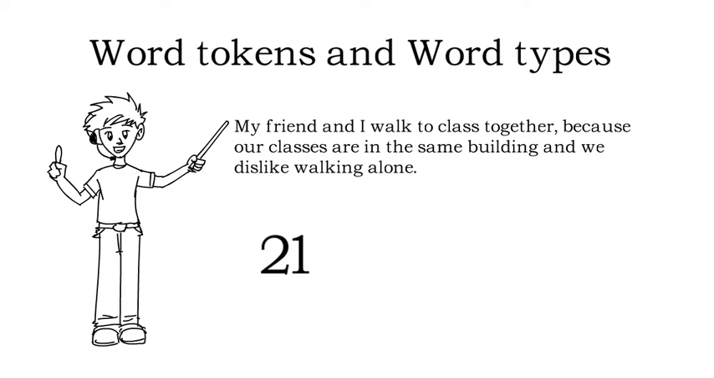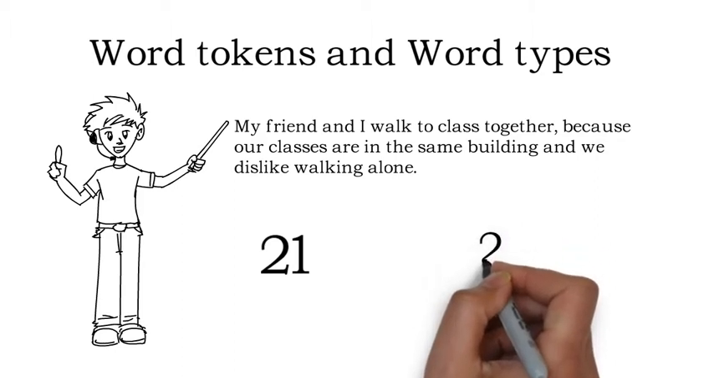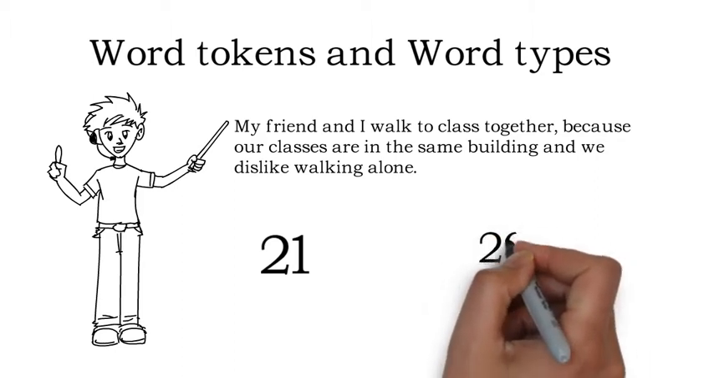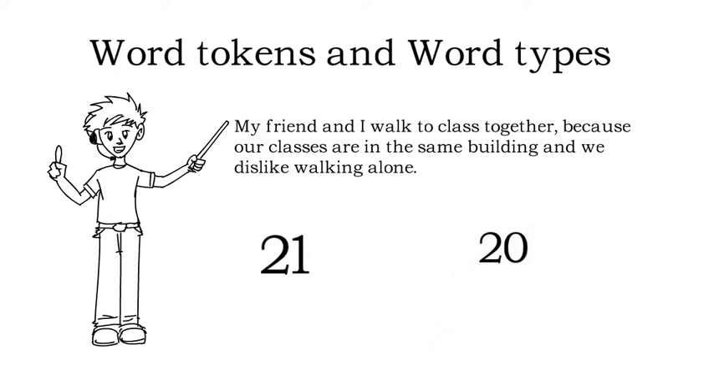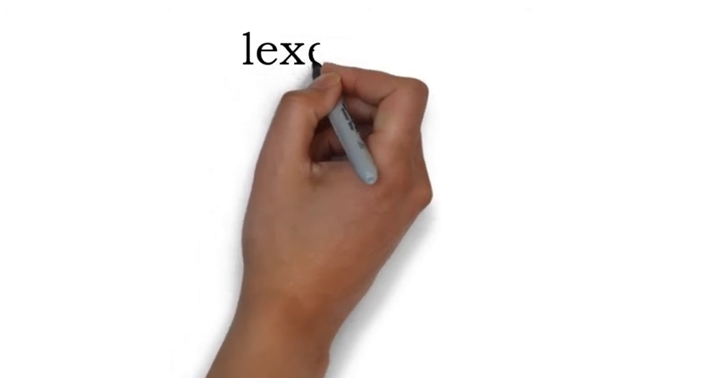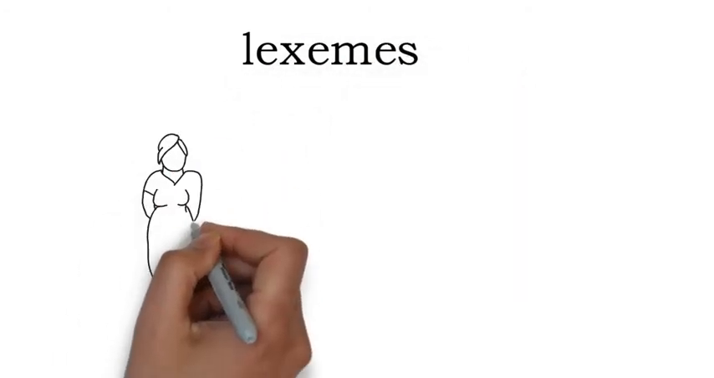So when you count words, you may count them in a number of ways. Counting this way, we count 20 types in the sentence above, the two tokens of the word "and" count as one type. Now, a still different way of counting words would be to count what are called lexemes.